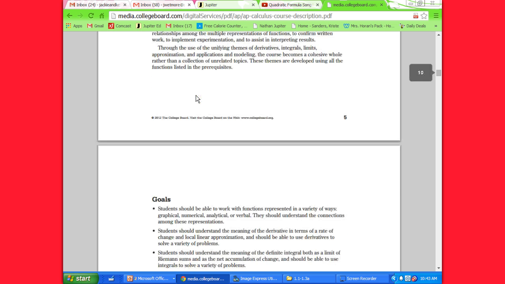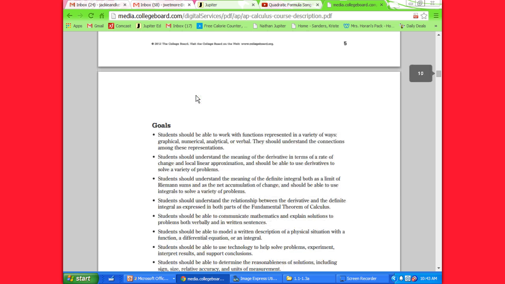If we go down to the very first goal of the things they want you to accomplish, students should be able to work with functions represented in a variety of ways, and here are those same 4: graphically, numerically, analytically, and verbally. So our textbook just said that they're going to present all of our functions in 4 different ways.